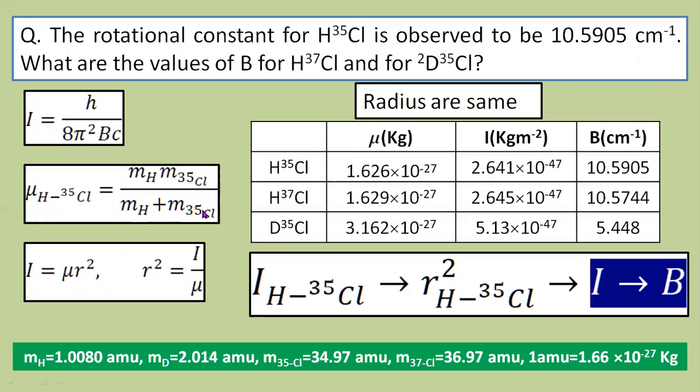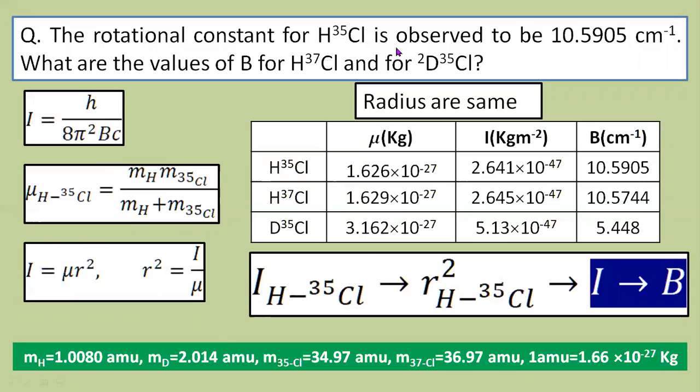This is the equation for the reduced mass, m1 m2 divided by m1 plus m2, which I already described. With the help of this equation, I can calculate the reduced mass for both of them. Once I know the reduced mass and the radius, I can calculate the moment of inertia. Once I know the moment of inertia, I can easily calculate the rotational constant for both of them.